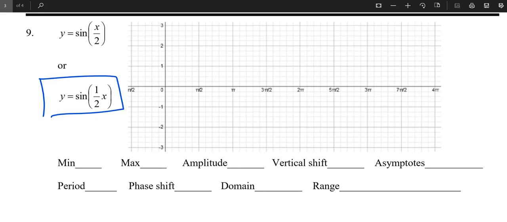Okay, so this is how it might look when it comes on a quiz or a test. y equals sine 1/2 x. Do you understand that's the same thing as this one at the top? That one is kind of more in fireproof form. It's the idea that multiplication is the same as dividing by the reciprocal. Same thing we taught you in junior high.